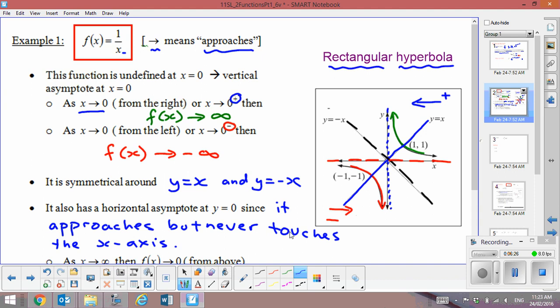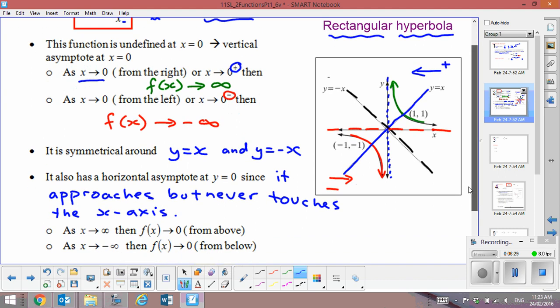So let's look at our limit statements for that one. As x approaches infinity from above, so if x is approaching infinity from above, that means it's going this way, but it's above the line. What happens to our value of the function? It's getting smaller and smaller. So as x approaches infinity, f of x approaches 0, and it's coming from above. So you could put the little plus sign there again.